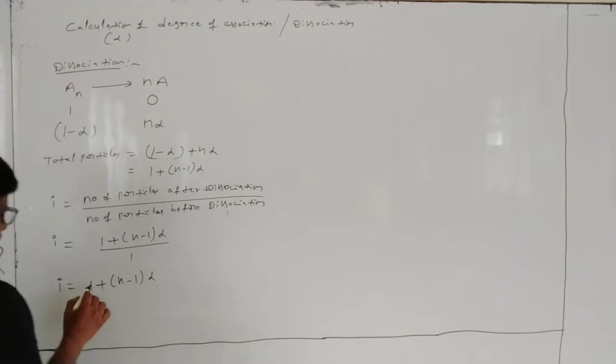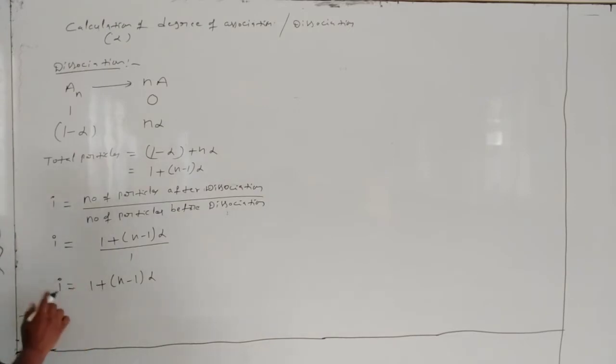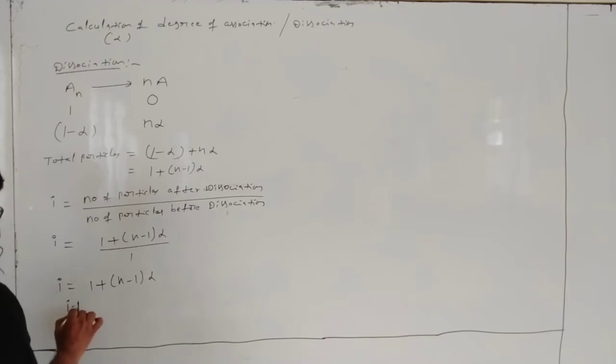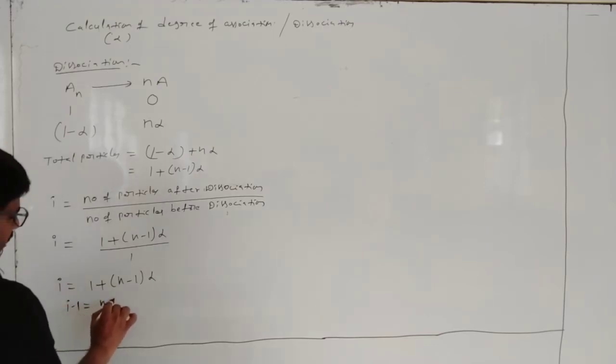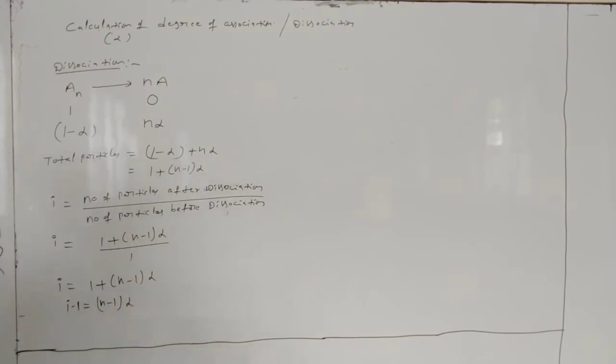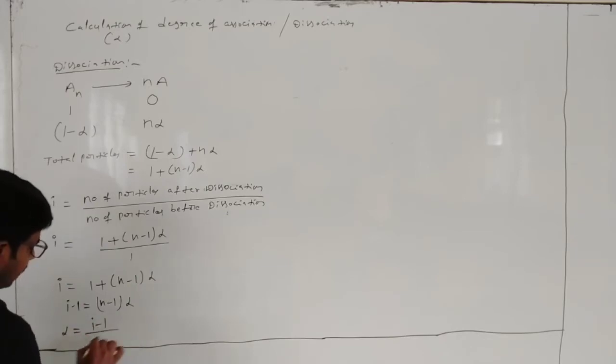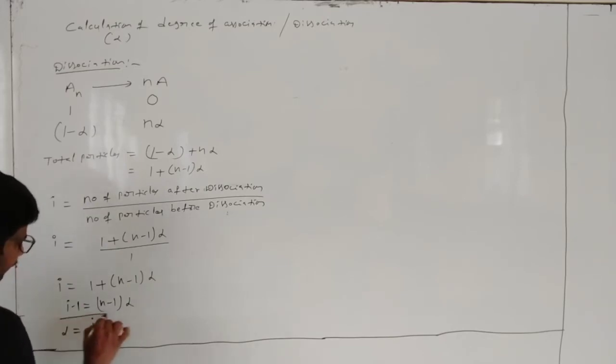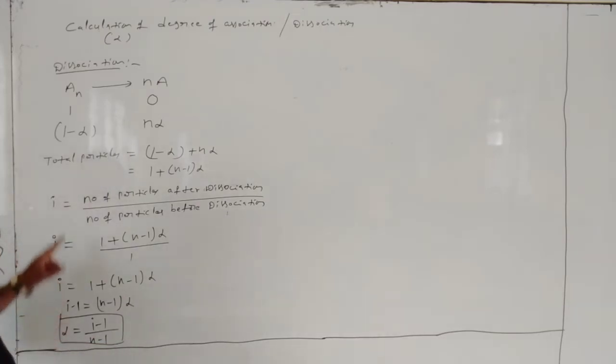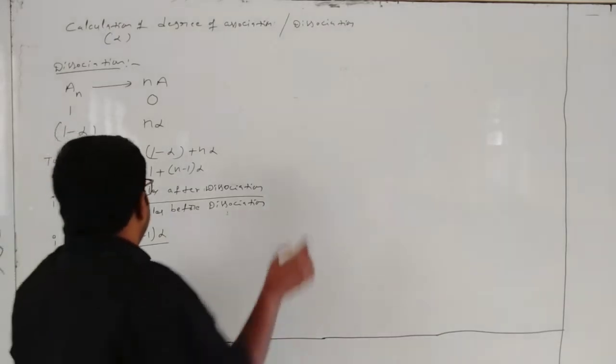Now the 1 is shifted to this side. We can write i minus 1 is equal to (n minus 1) into alpha. So alpha is equal to (i minus 1) by (n minus 1). This is the degree of dissociation formula. Now coming to association.